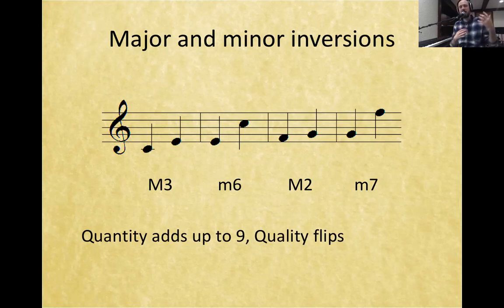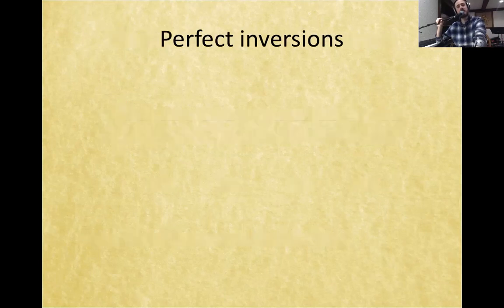So major and minor have this really strong relationship, right? They invert to one another. They're sort of connected, right? So again, with major and minor, the quality flips. So a major interval inverts to a minor interval, and the quantity adds up to 9. Always, okay? Let's look at perfect inversions.